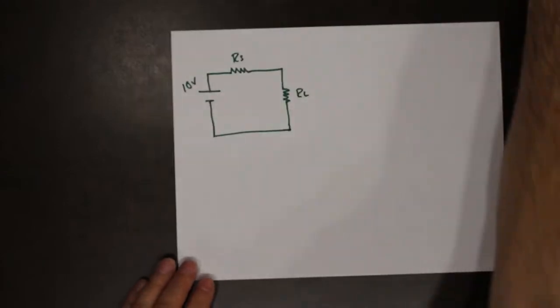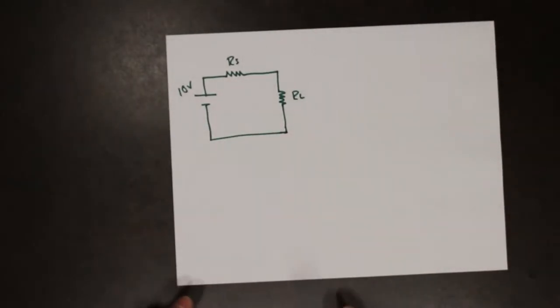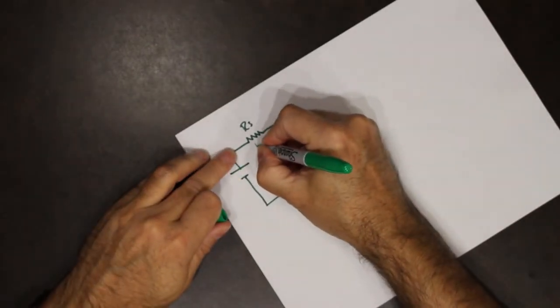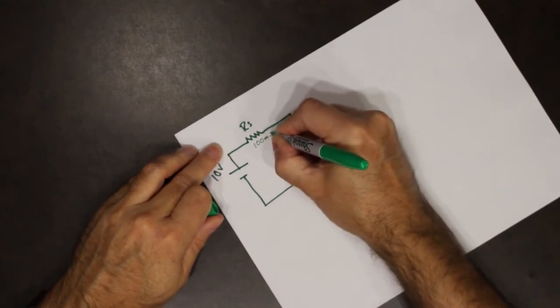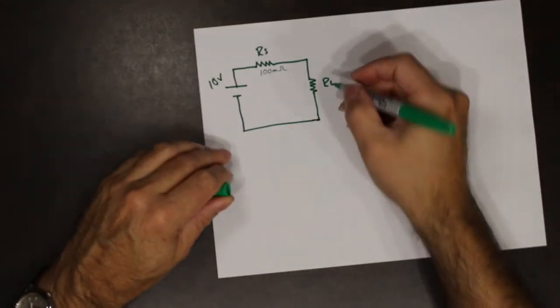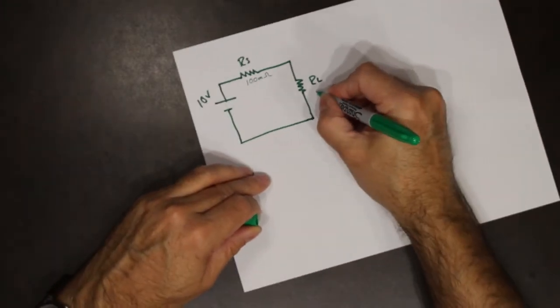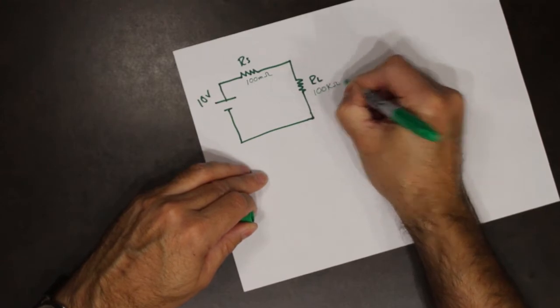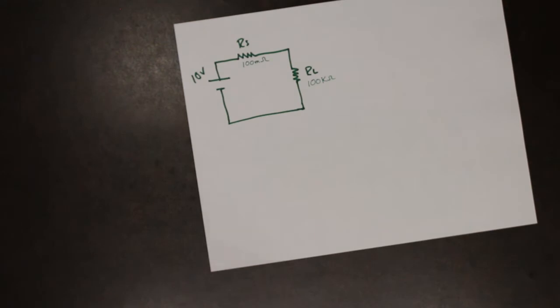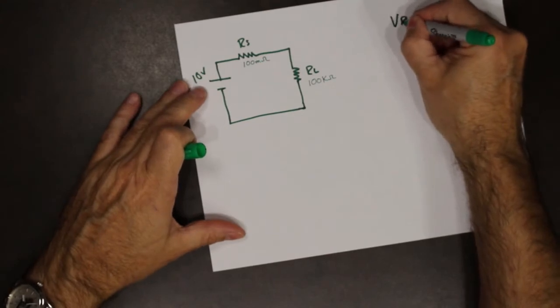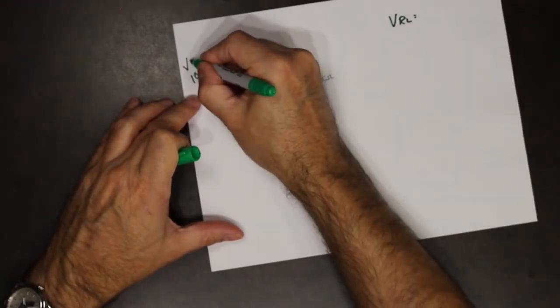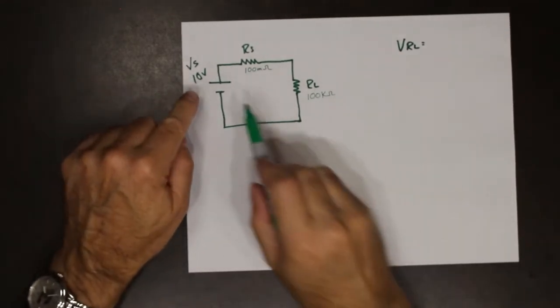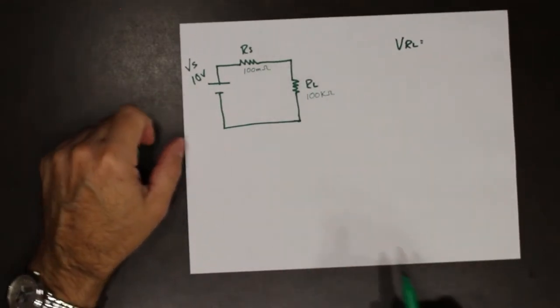So let's try. What we're going to do is pick a really small RS value. So let's say RS is 100 milliohms. And RL, for the first example, we will take it as 100 kiloohms. So now what we want to calculate is VRL. So how much of the source is ending up across the load resistor?